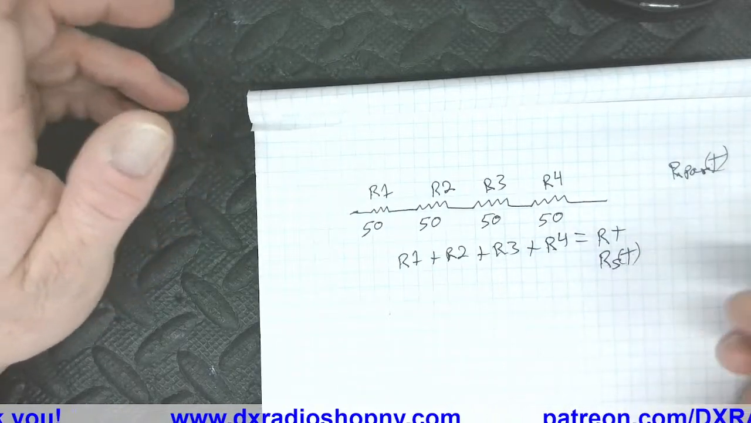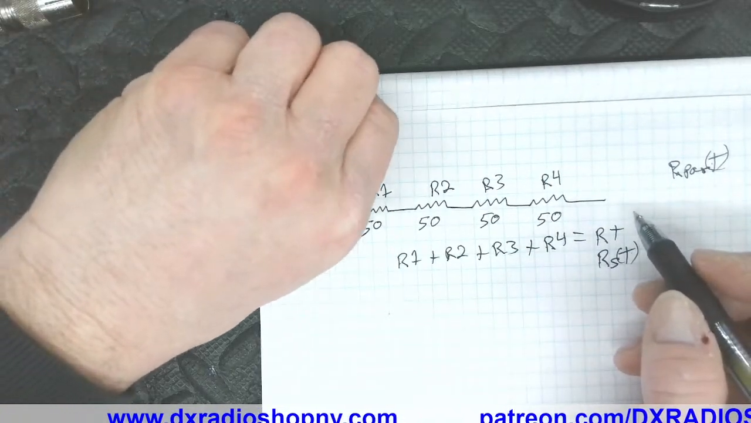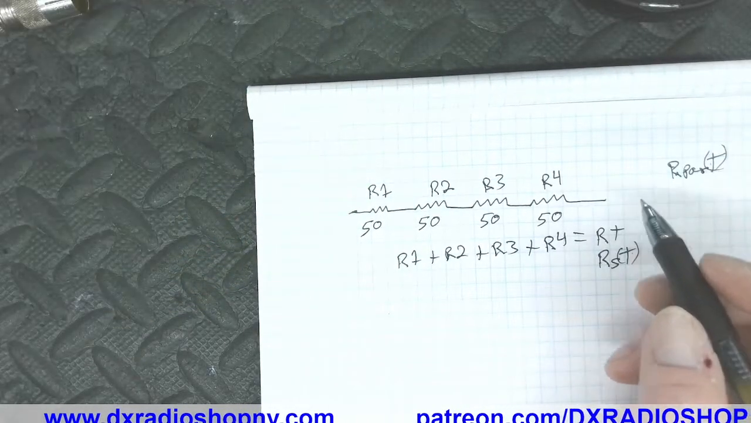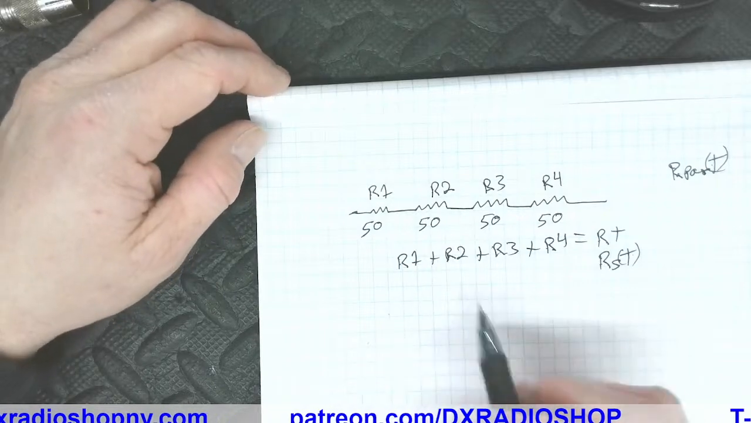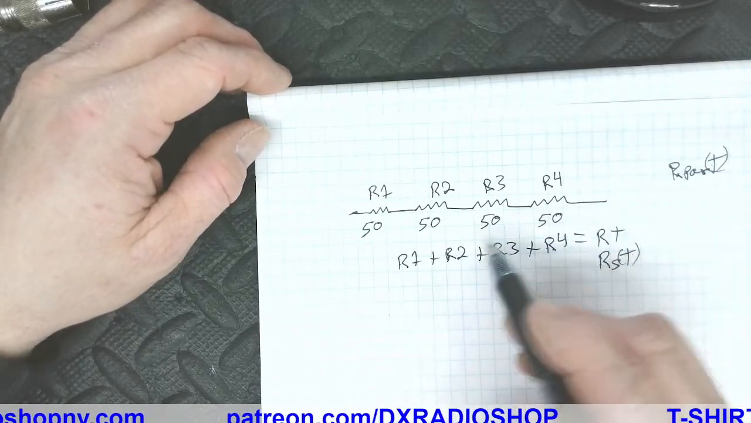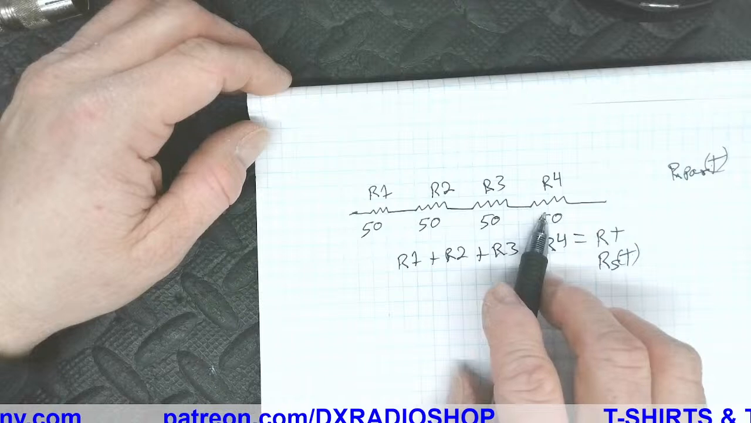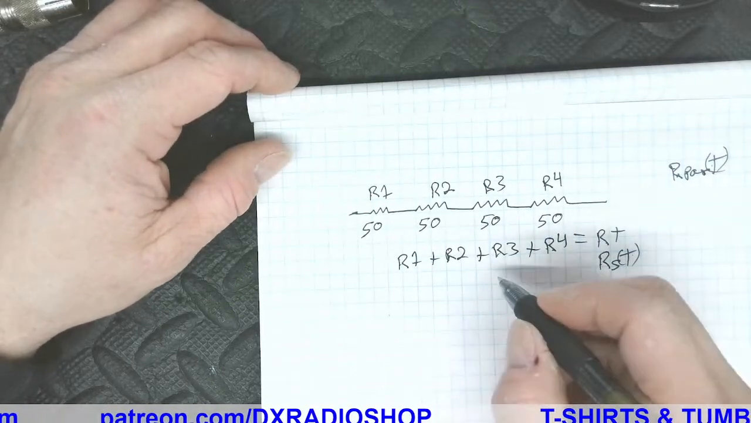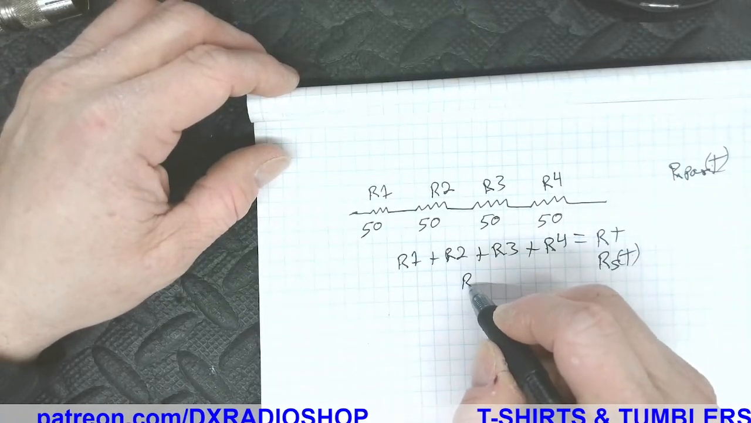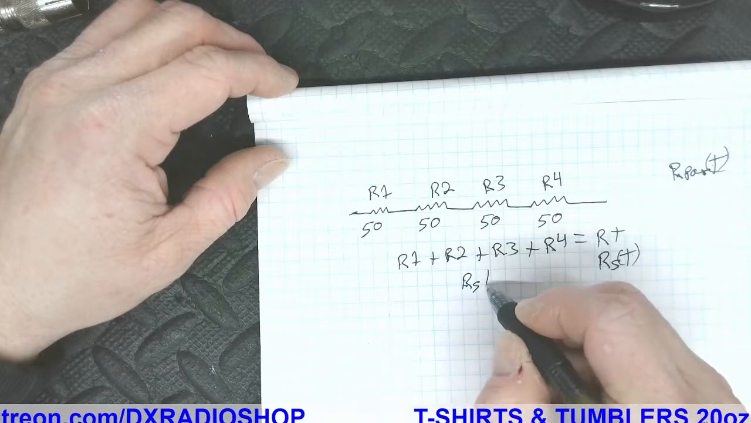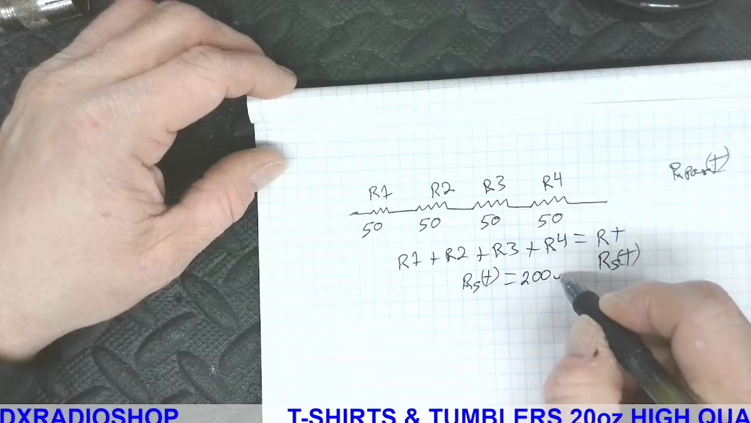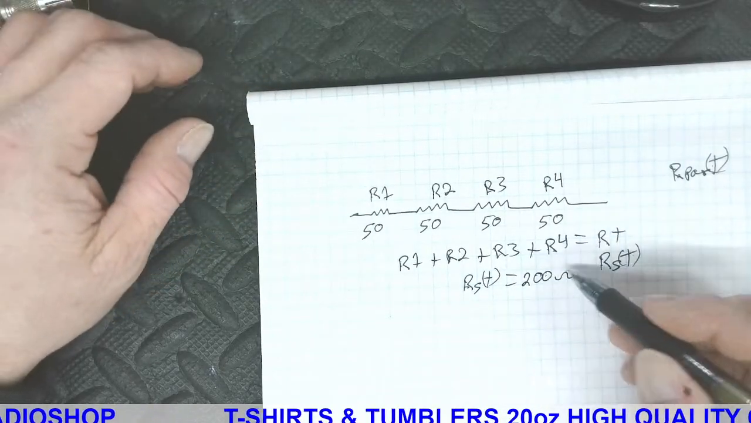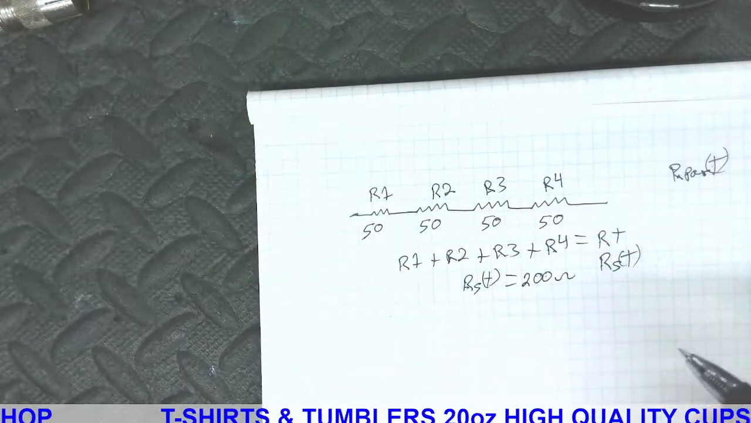But anyways, we're not going to get into particulars of this. Our focus is to understand the rest of this. So let's go with R1, R2, R3, R4, and we got 50 plus 50 plus 50 plus 50. Well, that's 100 and 200. So in this case RST equals 200 ohms. Okay, that would be your series.